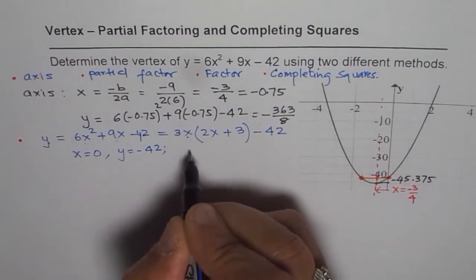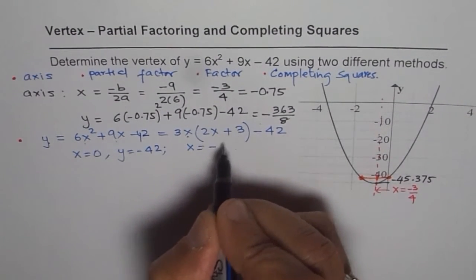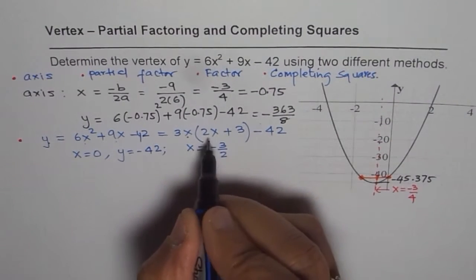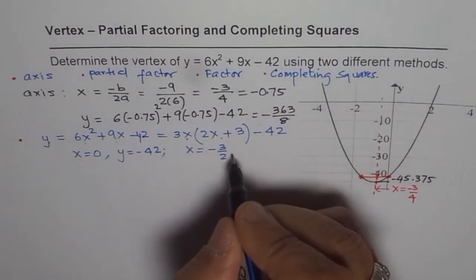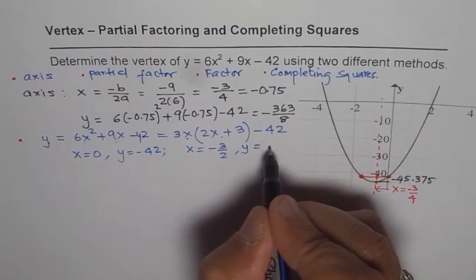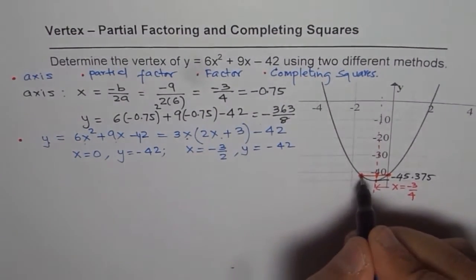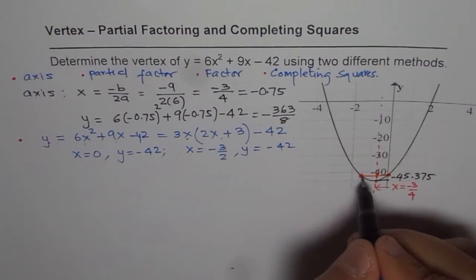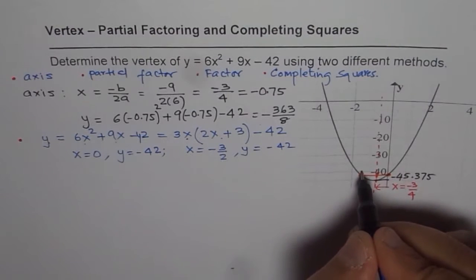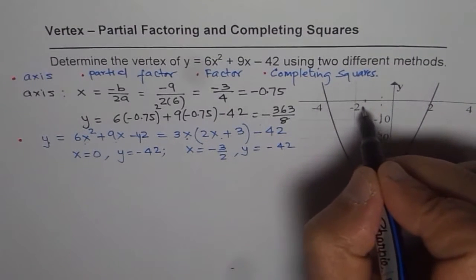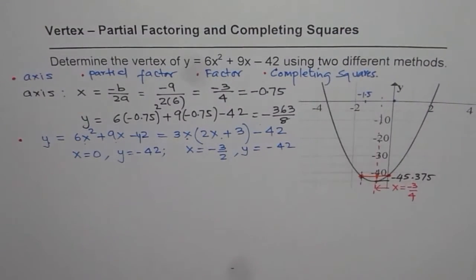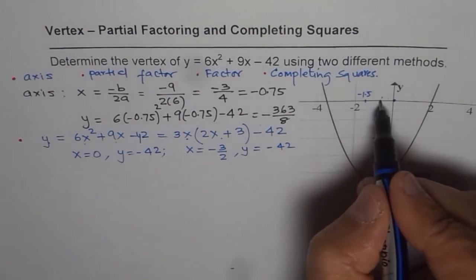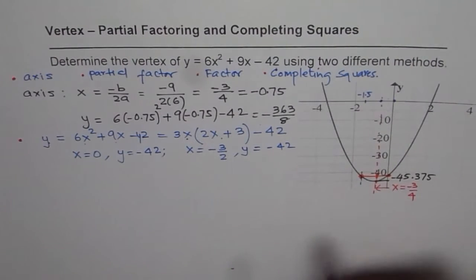And if I write x equals minus 3 over 2, then this factor is going to be 0. And again, I get a y value of minus 42. So I get these 2 points. The x value here is minus 3 over 2, right? So this value here is minus 1.5, and that is 0. These 2 values. Midway between them is my axis of symmetry.